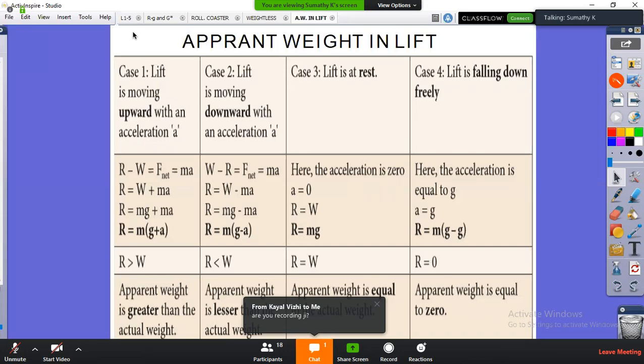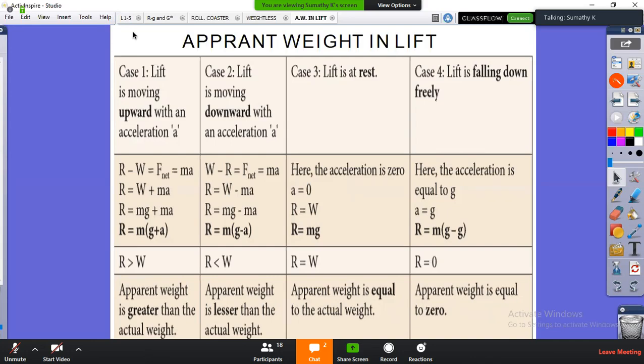Next, the lift is at rest. Here the acceleration is 0. A is equal to 0. R is equal to W. R is equal to mg. m is the mass of the body, g is the gravitational acceleration. So R is equal to W. So the apparent weight is equal to the actual weight when the lift is at rest. We feel our weight freely.